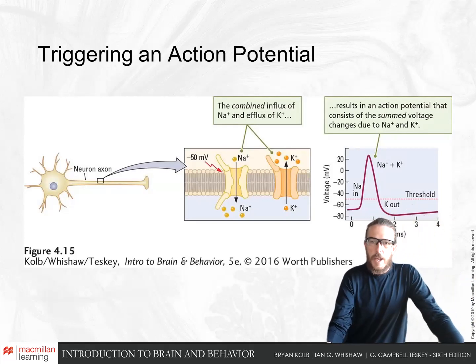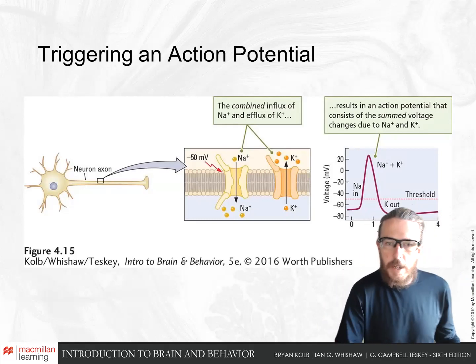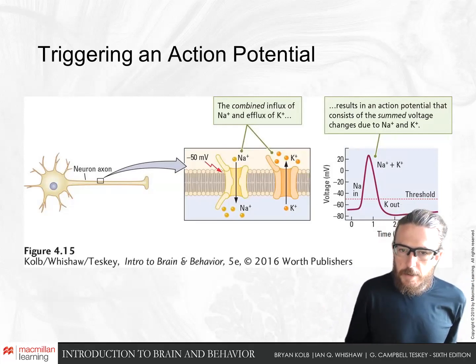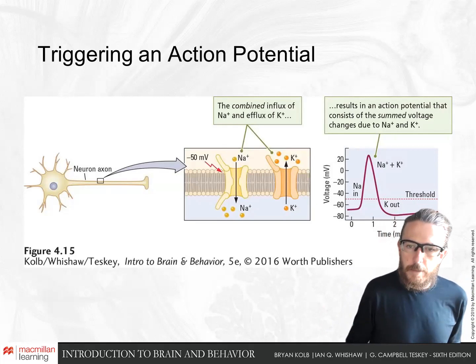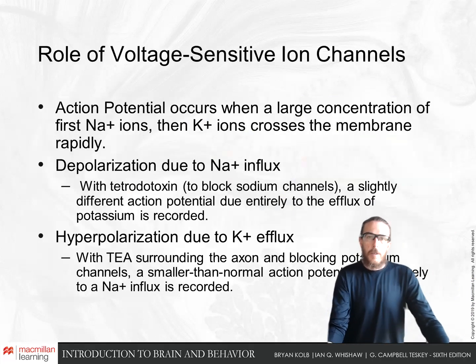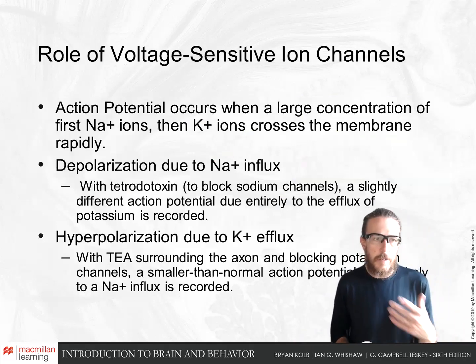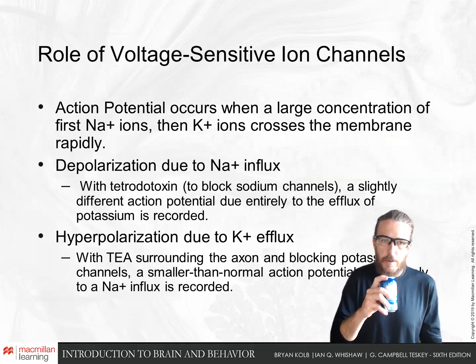As the sodium rushes in, the first thing that happens is this major depolarization. And then sodium and potassium both start to move. And once the sodium stops, potassium really starts to leave, and that creates this over-negativity on the inside. And then the sodium potassium pumps start kicking in and recalibrating the balance, and it gets back to about -70. So when a large concentration of first sodium and then potassium crosses the membrane rapidly, first it gets depolarized by sodium.